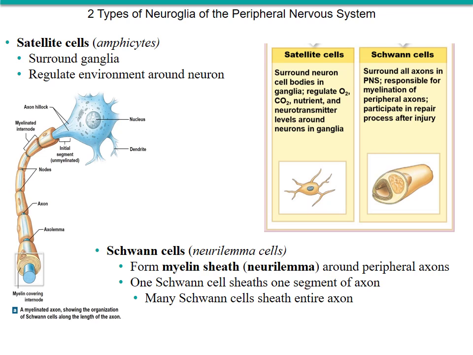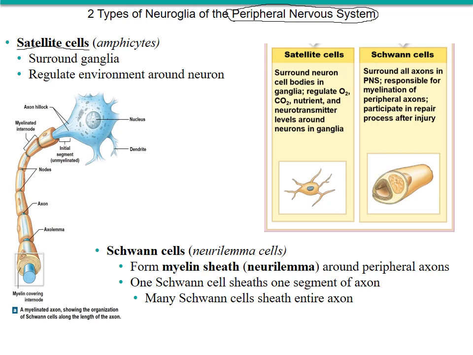Moving on to the other two types of neuroglia, these are the two neuroglia that are found in the peripheral nervous system. They are only found in the peripheral nervous system. The four that we just discussed are not found here. These two are not found in the central nervous system. The first of these is the satellite cells, or the amphicytes, and their job is to surround the ganglia. Remember, we talked about ganglia as being gangs or groups of cell bodies that are all in one area, surrounded by neuroglia. The satellite cells are the cells that surround those cell bodies and allow for environmental regulation and protection around those cell bodies.